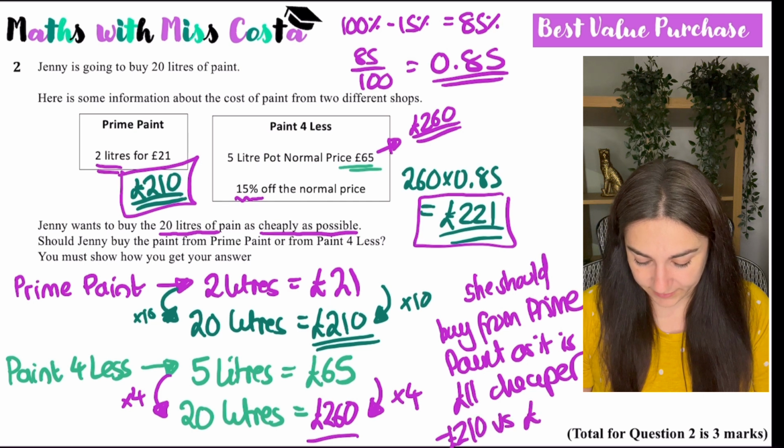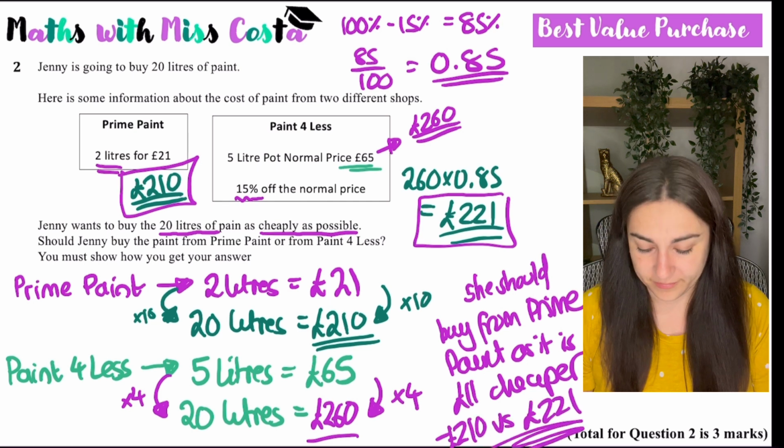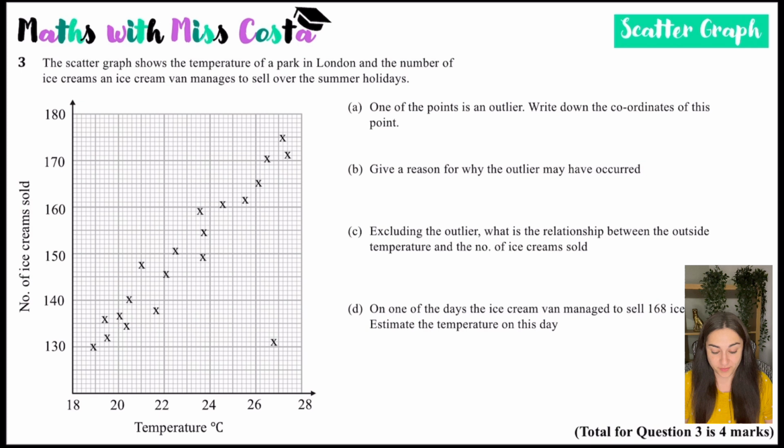£210 versus £221. So here I've got a scatter graph. I'm told that the scatter graph shows the temperature of a park in London and the number of ice creams an ice cream van manages to sell over the summer holidays. First question says that one of the points is an outlier, and I need to write down the coordinates of this point. So an outlier is literally, you're going to get all of your coordinates that roughly follow the same trend. So they're all going in the same kind of direction, they form a pattern. And then the outlier is the odd one out.